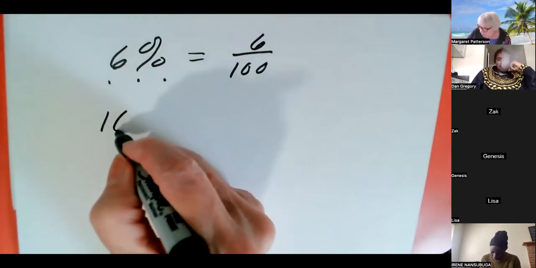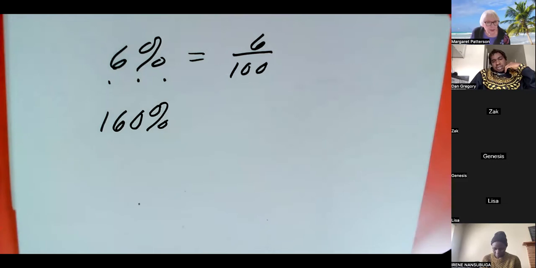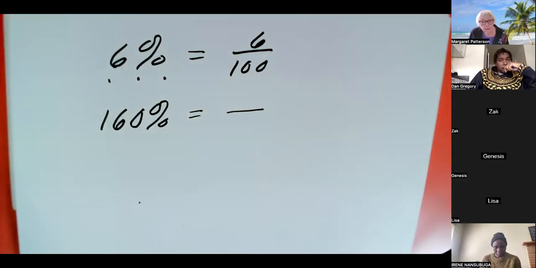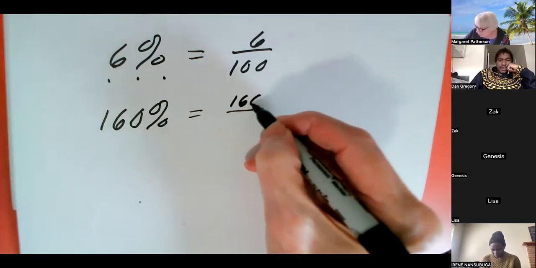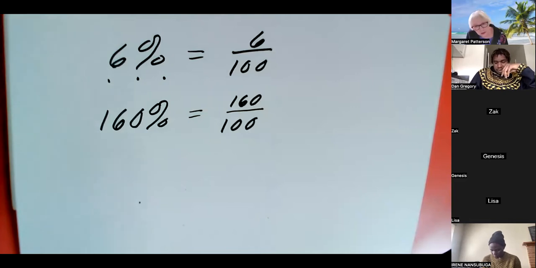Can you have more than 100%? You can. Sometimes the price of things goes up more than 100%. 100% would mean you're adding the same amount to it, but this is even more. So what would this be as a fraction? 160 over 100. Correct. And so if the instructions say to write it with a denominator of 100, that would be your answer.